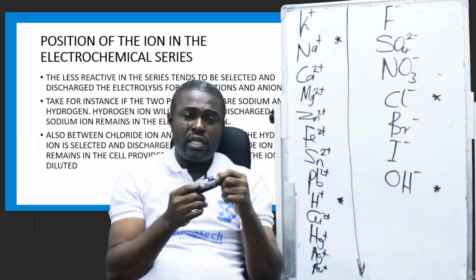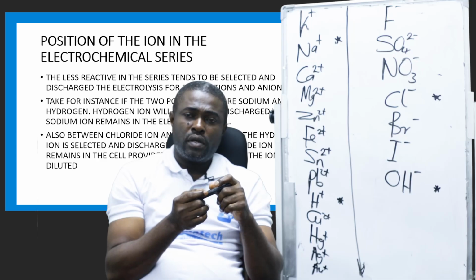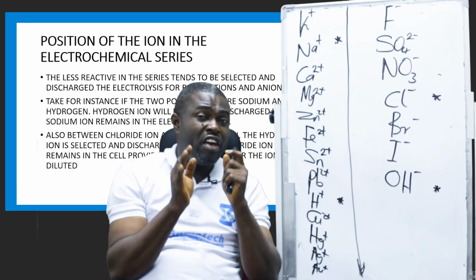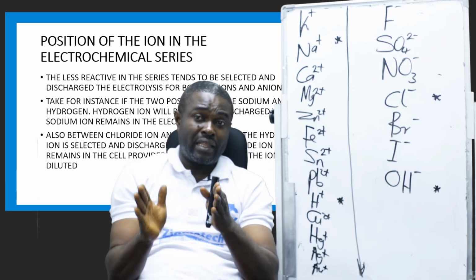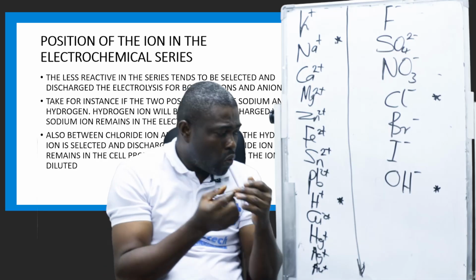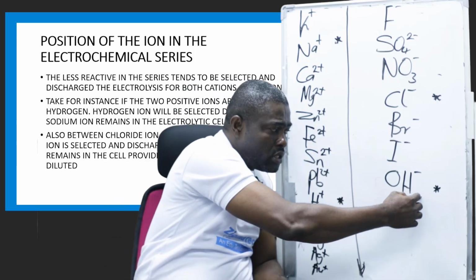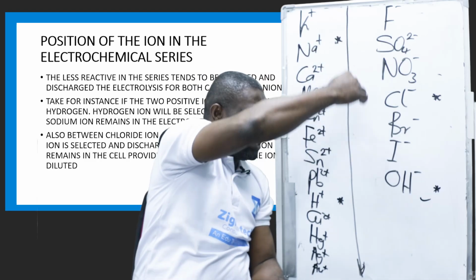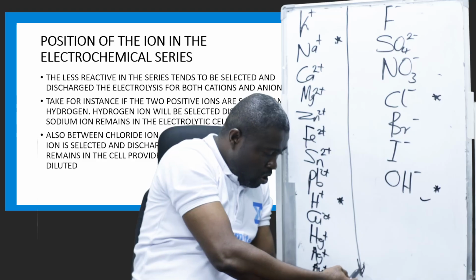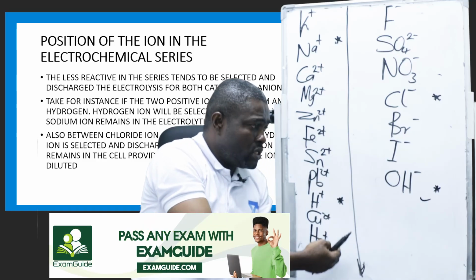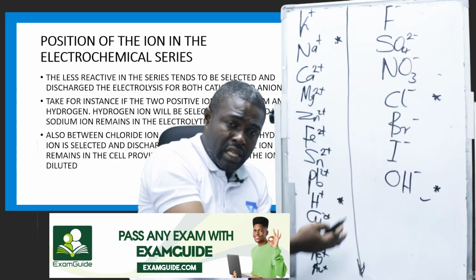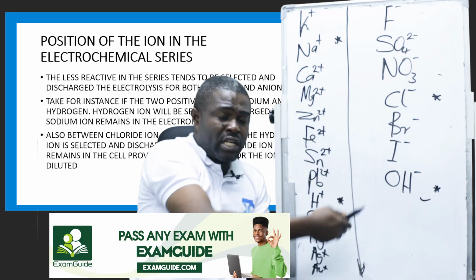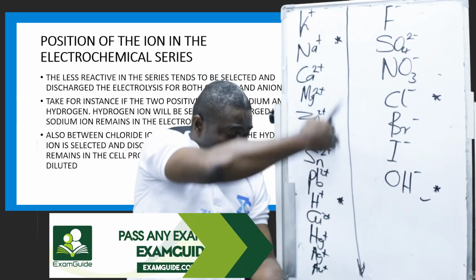Which one should be discharged? The one that will be discharged here, considering the position, if every other factor is kept constant at the moment, is OH. Remember, the line I drew is for both sides. As you move down, the one being discharged is coming from the one that is less reactive. So this is the increase in preferential discharge of ions in the direction of this arrow.